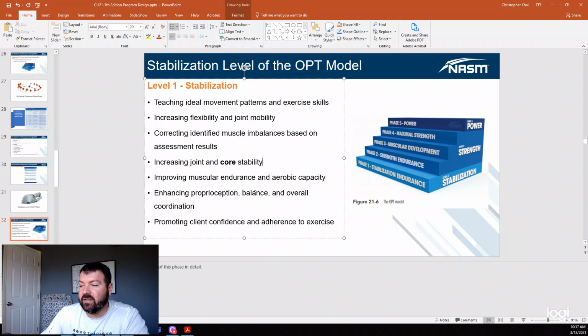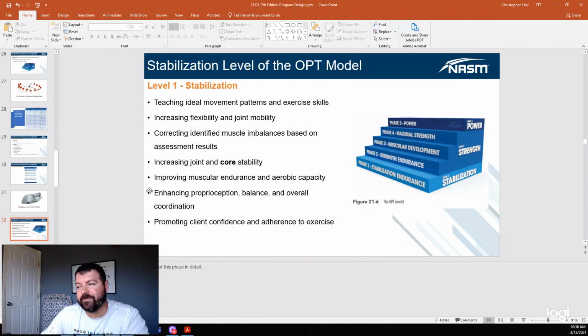Balance is key depending on the age population you're working with. If you're working with the geriatrics, the more older population, balance is going to be a big part. Okay, because they do end up falling more often. So really, really working on balance is really key.